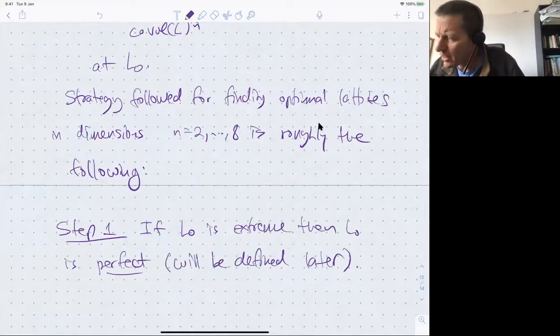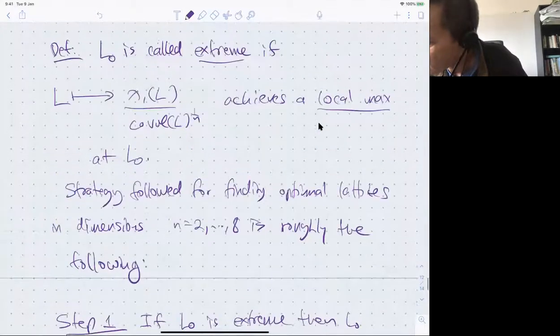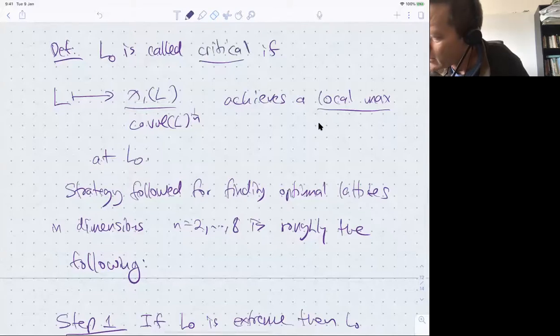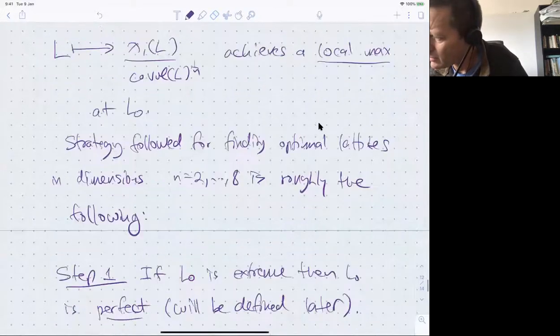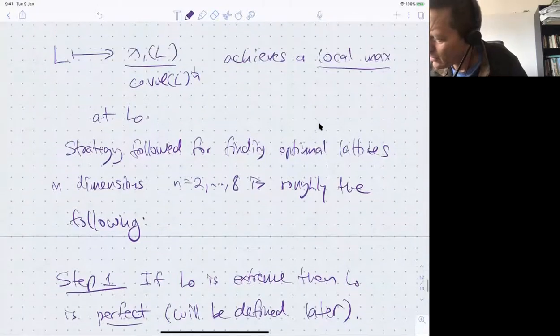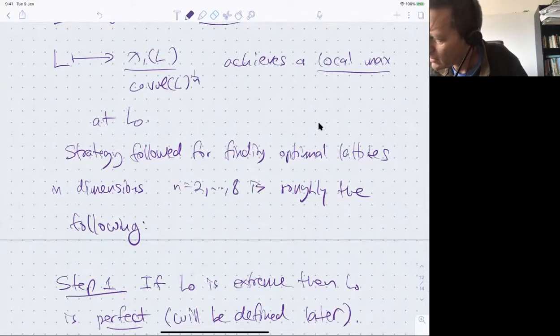And actually, I think the word I'm using, extreme, is incorrect. Let's call this critical. I think that's the terminology that I want to use. And let's say extreme.